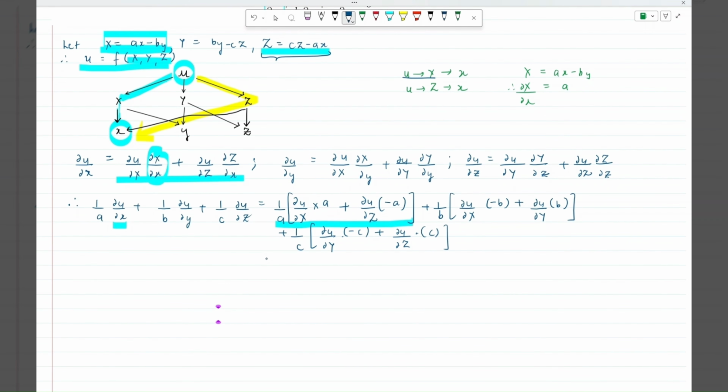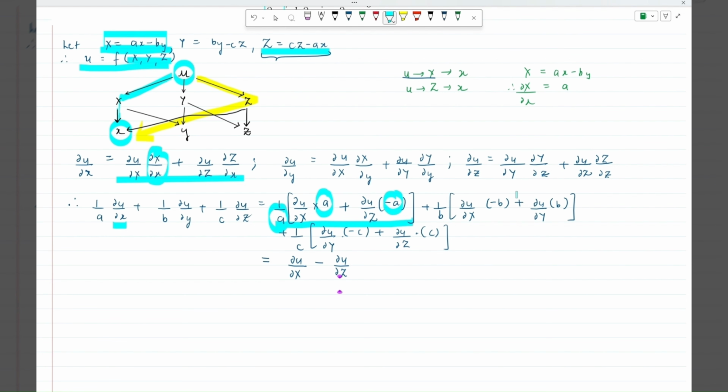Now let us simplify this expression. So in the first term we can see that we have a factor of a which can be taken common, and that cancels by 1 over a outside the bracket. So we will be having del u over del capital X minus del u over del capital Z to be remaining from the first term.